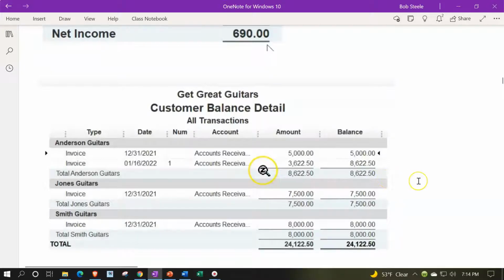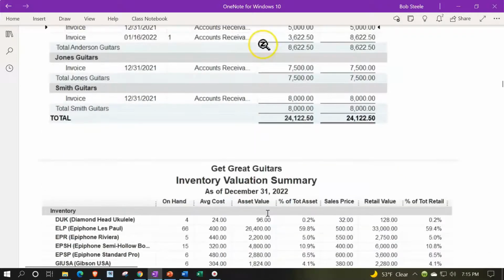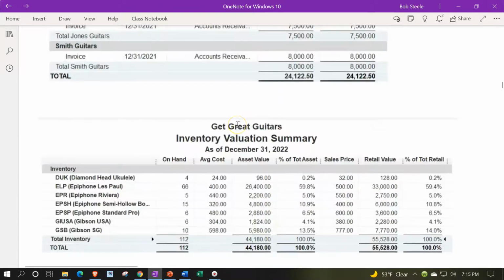This is the supporting documentation for the accounts receivable, breaking out who owes us money by customer. We're looking here at Anderson Guitars, and we could find the invoice there as well. The 2422.5 should match what is on the trial balance if we're running this for the same date range.